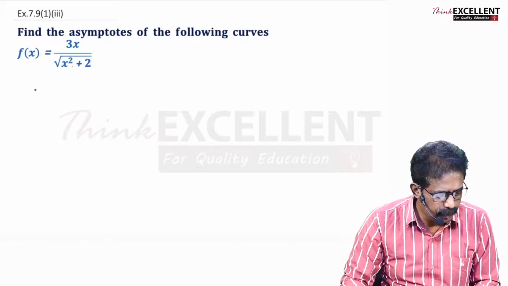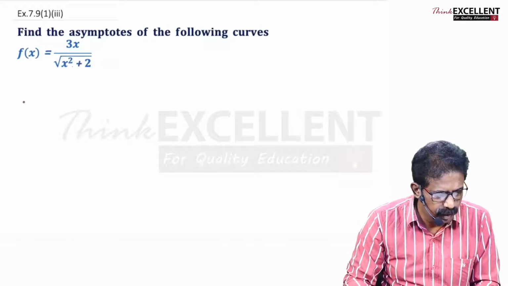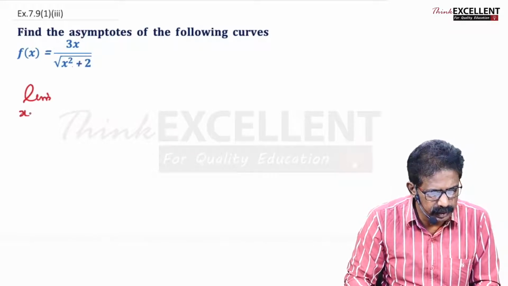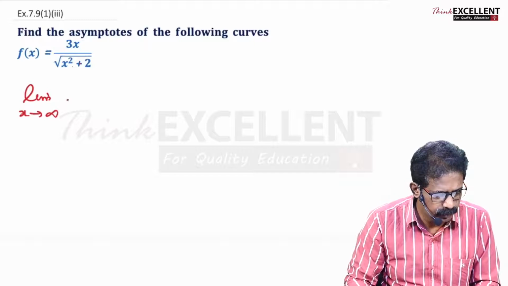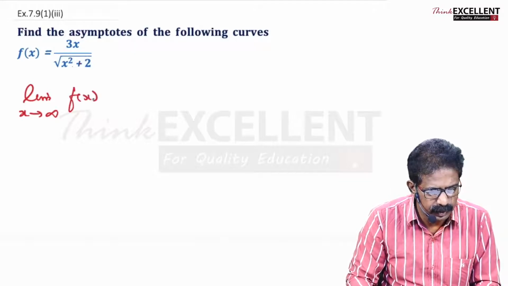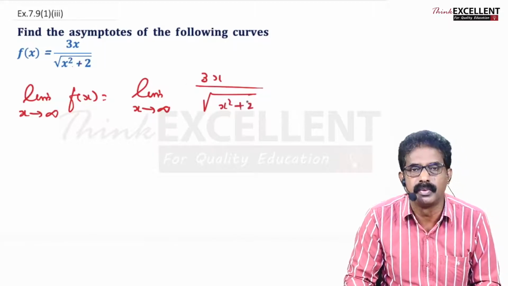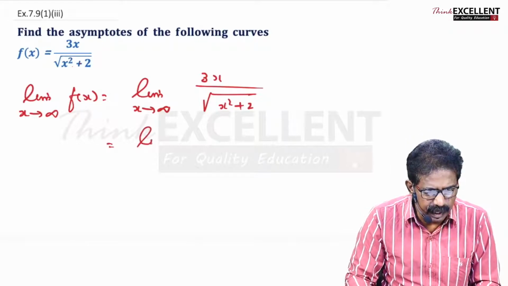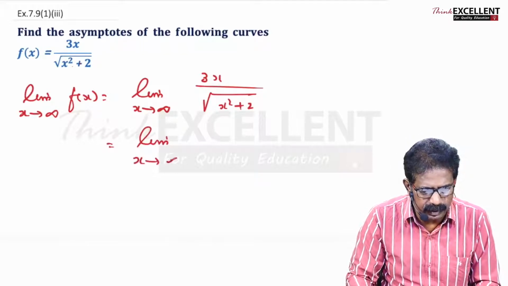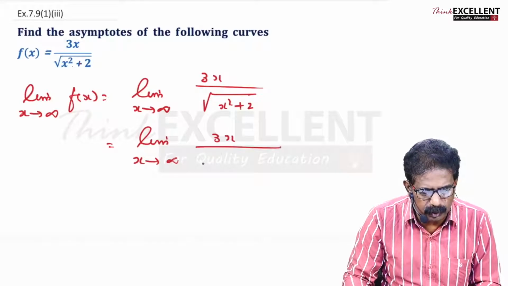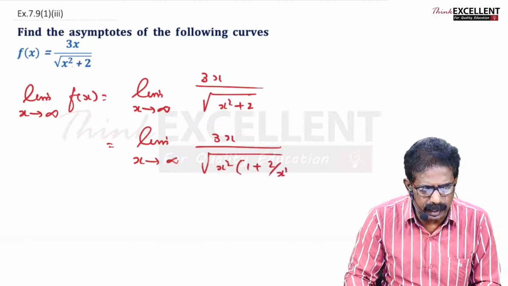So now then, limit x tends to infinity of f of x. What is that? 3x by root of x square plus 2. So whenever infinity comes, you take the highest power outside, right? Numerator 3x, denominator root of, take x square outside, 1 plus 2 by x square, right?